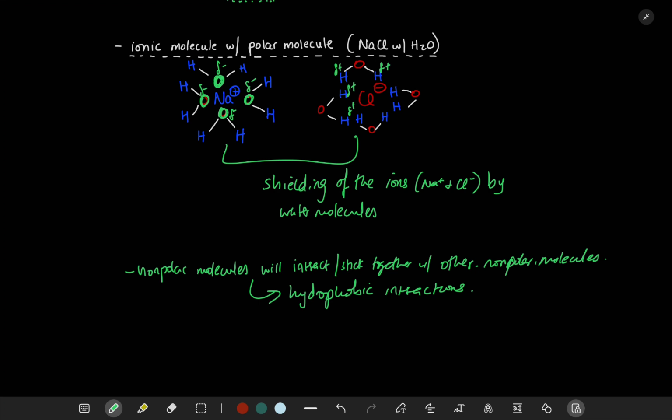surround them, right? Because it's more energetically favorable for water to hydrogen bond with itself than to try and interact with these nonpolar molecules, and vice versa. It's more energetically favorable for these nonpolar molecules to interact with themselves than with water, and so you end up having nonpolar molecules sticking together with each other rather than with water or polar molecules. So the general rule here is that polar molecules will interact with polar molecules or ionic molecules, and nonpolar molecules will interact with other nonpolar molecules, right?